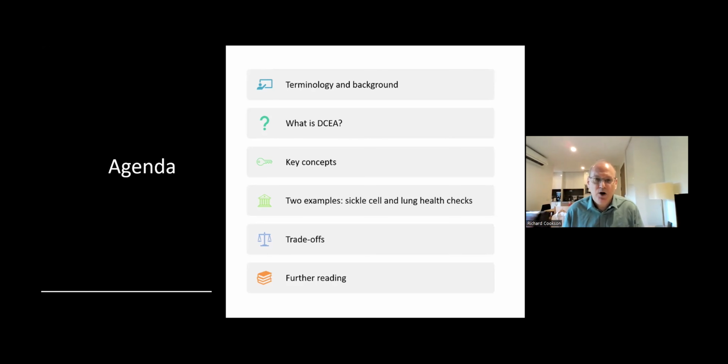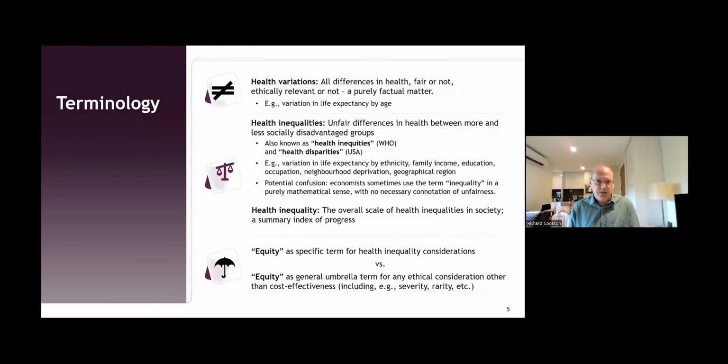Let's see. All right, so terminology. What is health inequality? Well, health variation is any difference in health which might not be unfair, just a fact. So there's variation in life expectancy by age: you're more likely to die if you're age 80 than if you're age 20. That might not be unfair. It might just be a fact of life. But health inequalities is when we think they're unfair, and typically it's differences between more and less socially disadvantaged groups. That's called health inequities by the World Health Organization, health disparities in the USA.